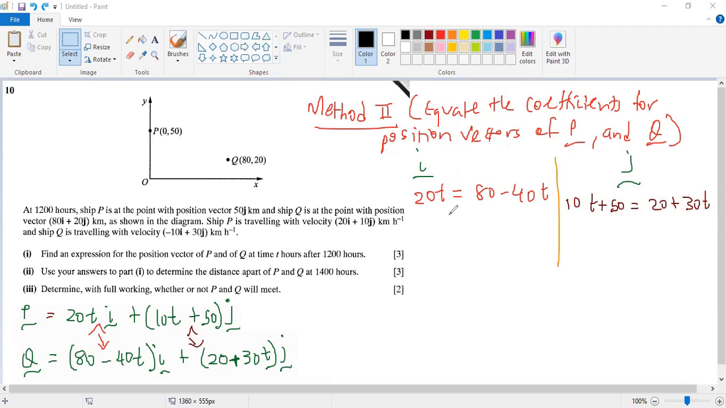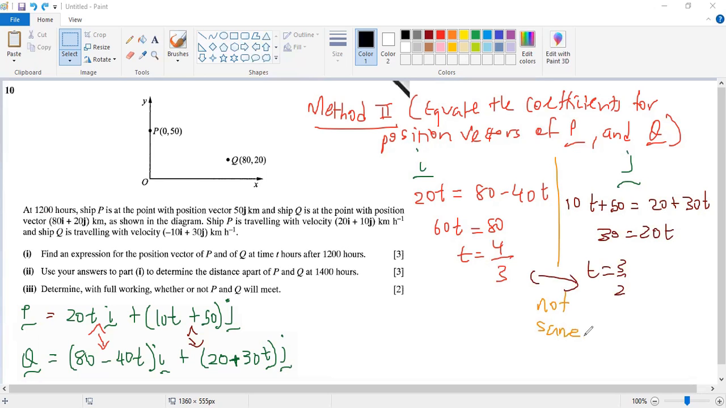Let's solve it. 60t equals 80, and you get the same thing, t equals 4 over 3 hours. For this one, you get the same thing: 30 is 20t, and subtracting like that, t is 3 over 2. Same contradiction, which is not the same. If they are not the same, they do not become 0 at the same time. So they cannot meet.